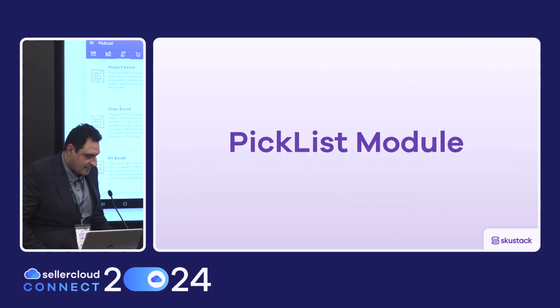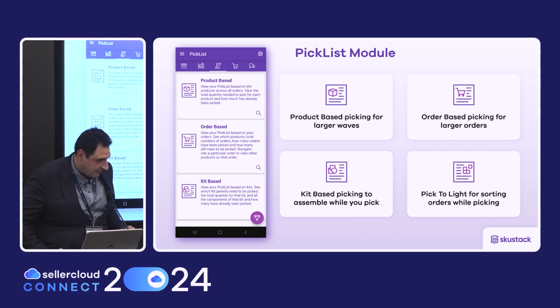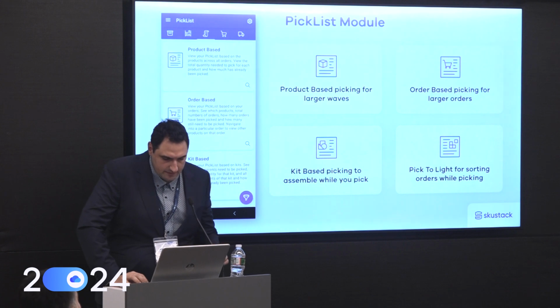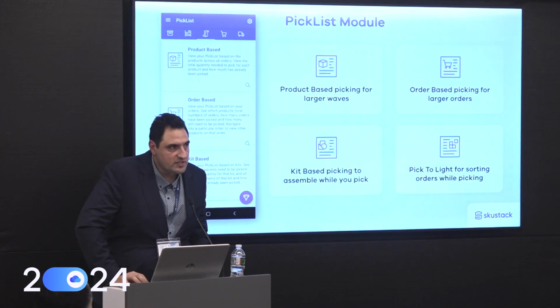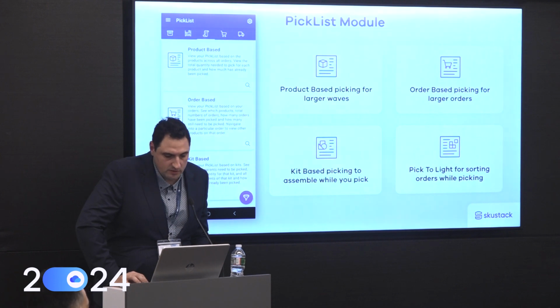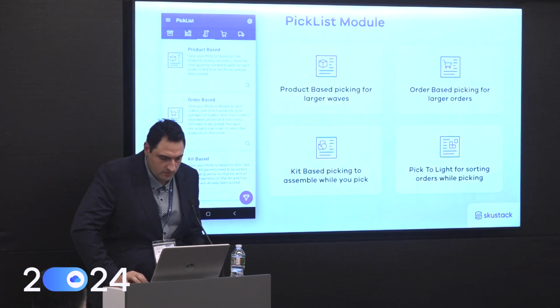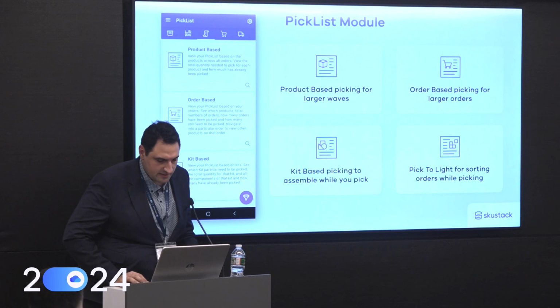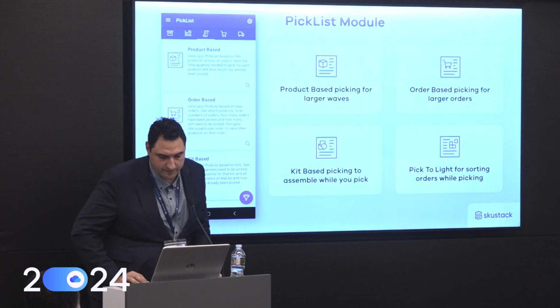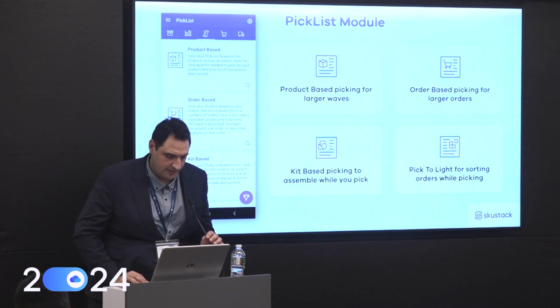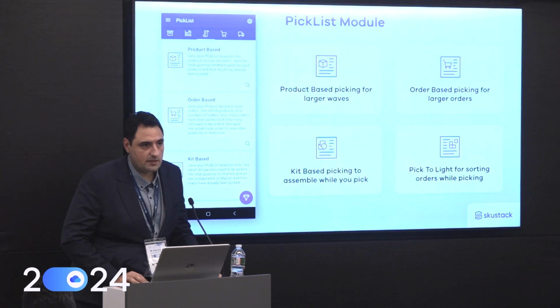Now we're moving on to the next big module, the pick list. There are different modes of picking, depending on, let's say, whether you're doing a lot of large waves, where most of your orders are single SKU orders, or maybe you do a lot of wholesale, or you just have orders with a lot of SKUs on them. Depending on that, we have different modes of picking. One is called product-based, which is better for the larger waves. And if you're doing a lot of multi-SKU orders, we offer the order-based picking functionality as well. Of course, in reality, a lot of clients have both.